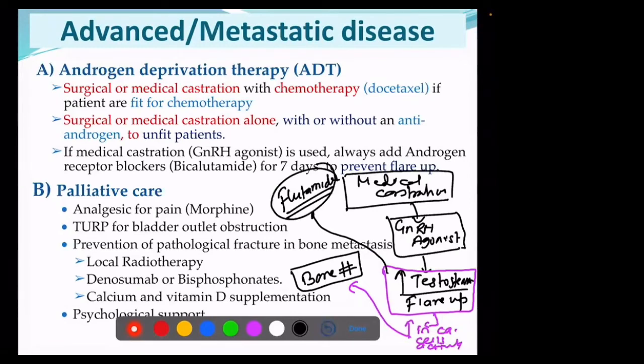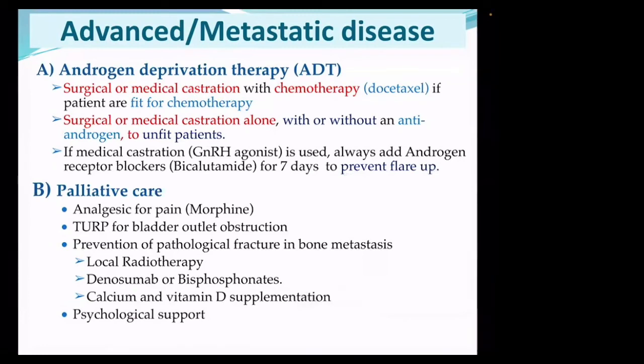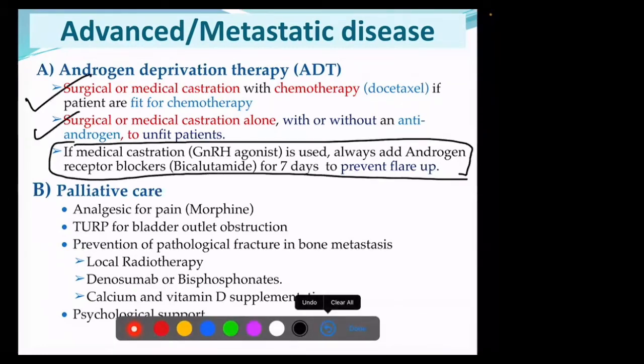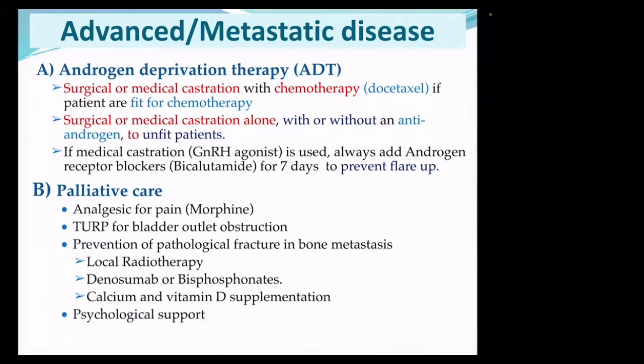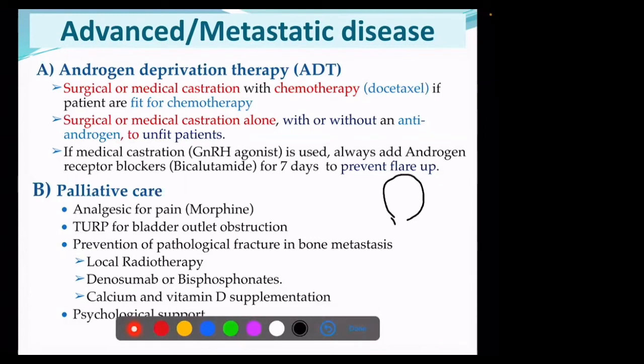So this is a bit nice to know thing, but if you don't remember this, no problem. And obviously, this is the case of metastasis, so you have to take care of pain with morphine, give them psychological support, and suppose sometime in the case of cancer prostate, these cancers may grow along the bladder neck and obstruct the bladder neck, like this one. Patient of cancer prostate may complain to you having difficulty in micturition.